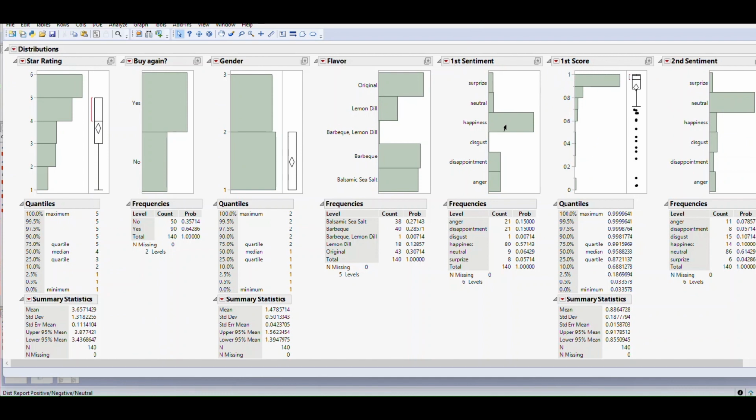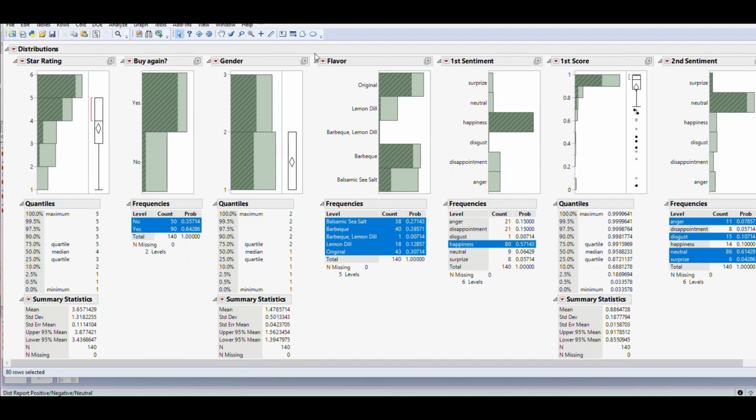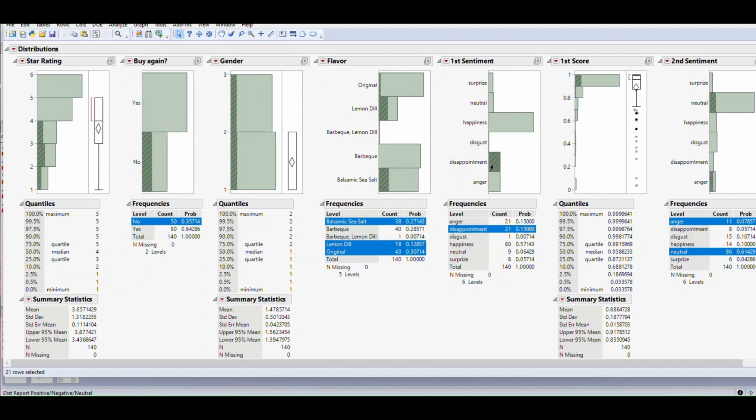If we look at the distributions and interrelationships, we can see that happiness has the yes, would buy again, and the high star ratings. Disappointment, on the other hand, is associated with no and the lower star ratings.